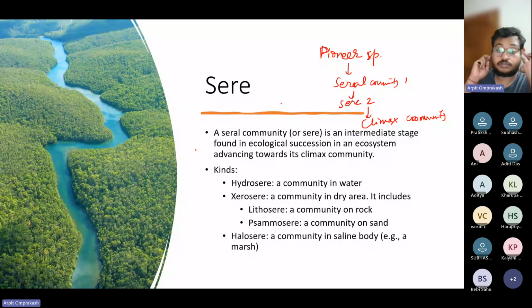Right. So there are different kinds of seres. Hydrosere is basically a community in water. Xerosere is a community in a dry area. It includes lithosere, which is a community on rock, and psammosere, which is communities on sand. A halosere is basically a community in a saline body, for example, in a marshy area.